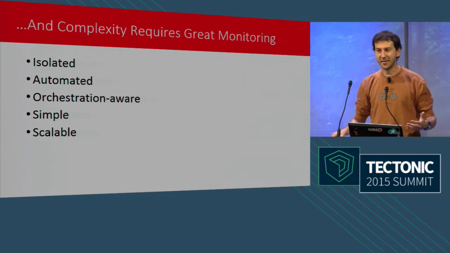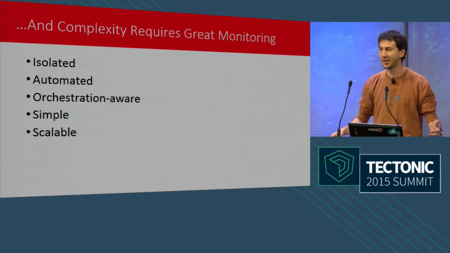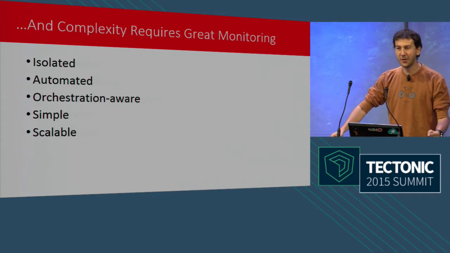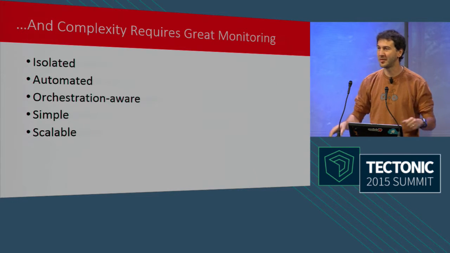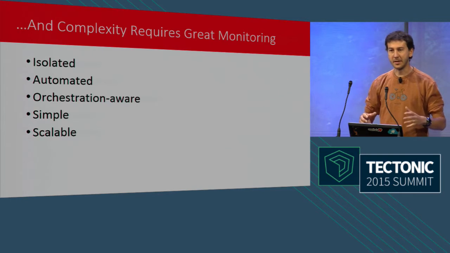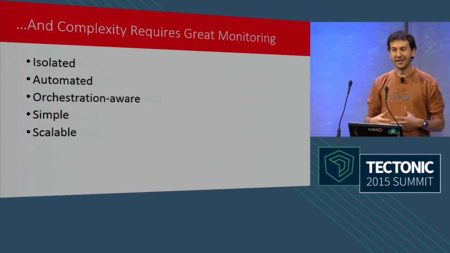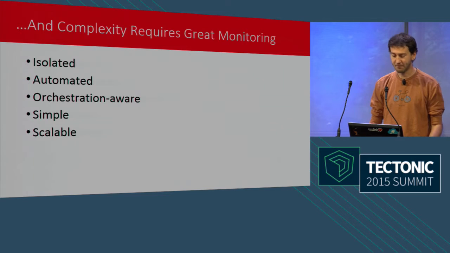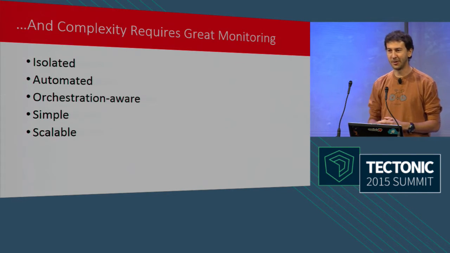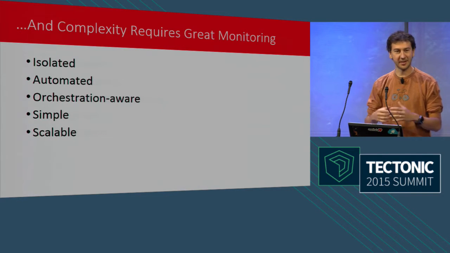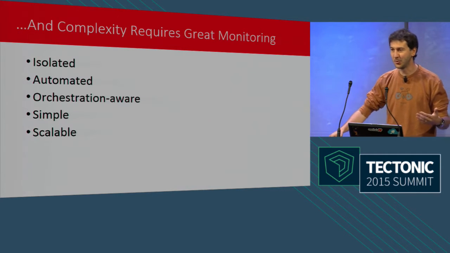More complexity requires great monitoring, especially when we want to bring this complexity to production. So for sure, one of the things that we're hearing a lot in the community is that one of the potential roadblockers in adopting all of these new and super nice technologies in production is the need to improve monitoring and bring it up to speed. So we need monitoring that is isolated, automated, orchestration-aware, simple, scalable. So from one point of view, we need, again, what we used to have before in terms of monitoring. And containers and distributed infrastructures make that more complicated to achieve and to obtain.